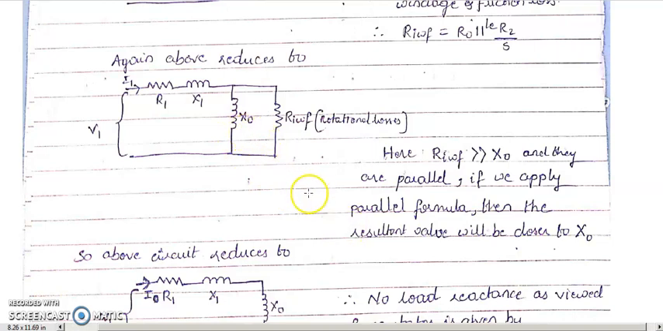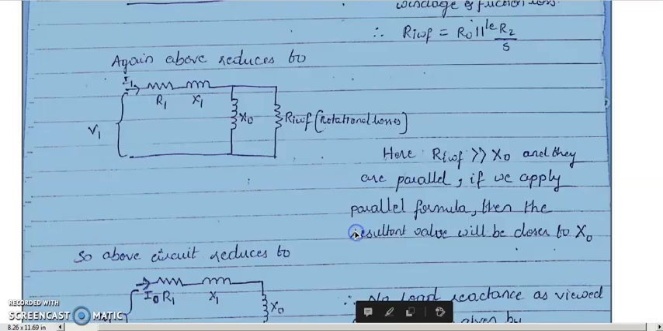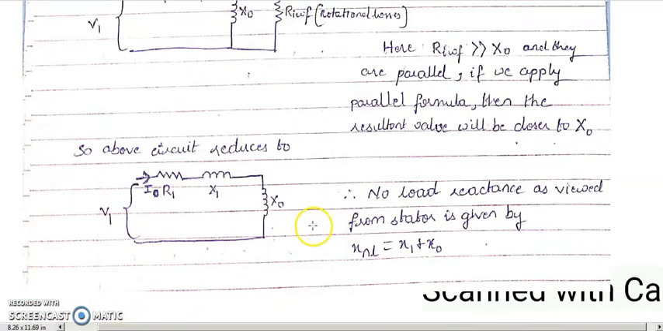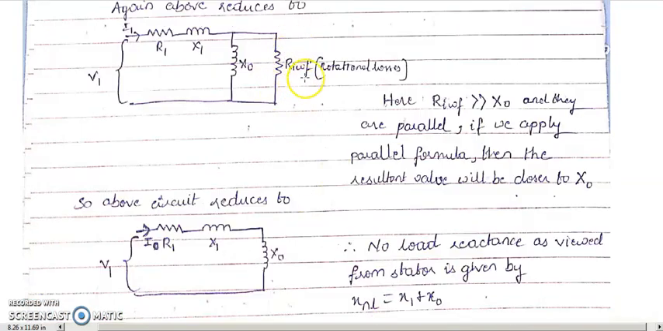So the above circuit diagram again reduces to this. Again I'm going to ignore this RIWF, doing the parallel of this and this. Finally R1, X1, X0 will come into the picture. So that's why I've written here that the resultant value will be closer to X0.